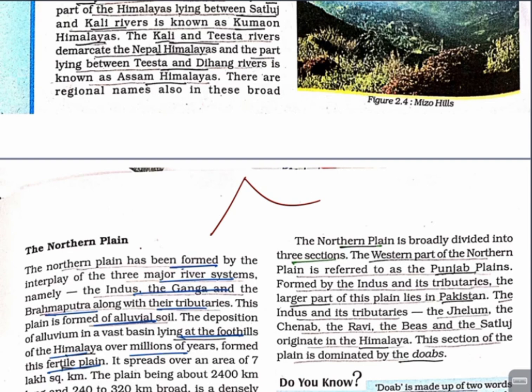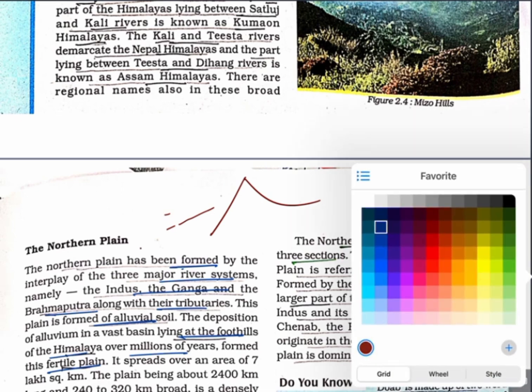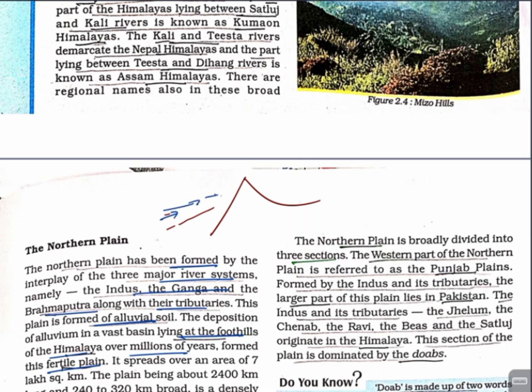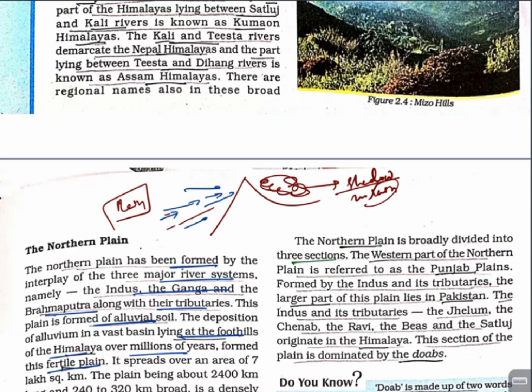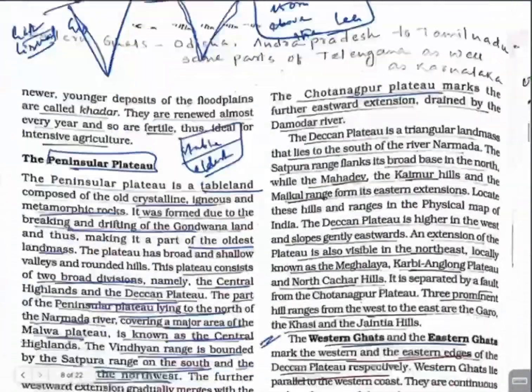So when rain comes, it will come like this. But on the other side of the hills, this side, there will be no rain. On the other side, this is called the rain shadow region, no rain. So this rain is called orographic rain.